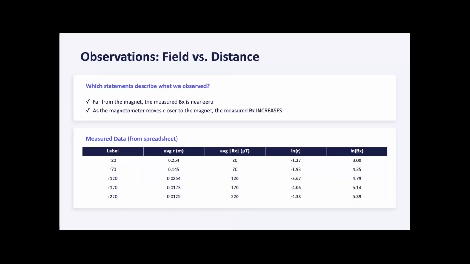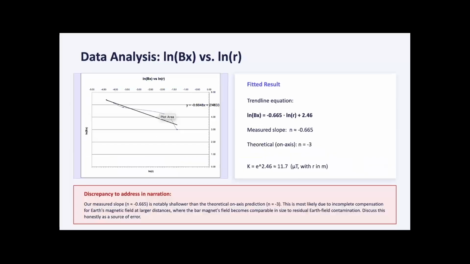Here's what I observed. Far from the magnet, the measured x component of the field was near 0. As I moved the magnetometer closer to the magnet, the measured Bx increased, confirming the field gets stronger closer to the source, as expected. Here are my measured data: 5 distances, R20 through R220, each labeled by the approximate field strength in microtesla I was targeting. Plotting natural log of Bx against natural log of r, the spreadsheet's trend line gives a slope of negative 0.665 with an intercept corresponding to k of about 11.7.